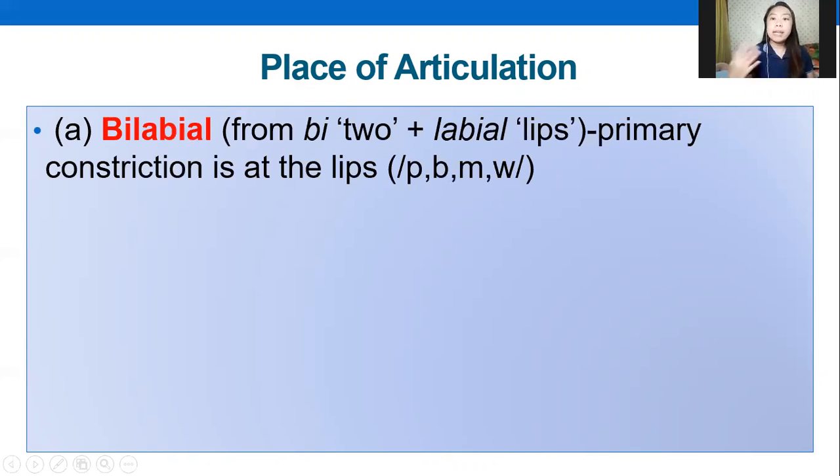Bilabial comes from the word bi, meaning two, and labial, meaning lips, meaning these sounds are produced using both of your lips, such as when we articulate the sounds p as in pale, b as in bat, m as in mouse, and w as in wise. So those are the bilabial sounds.